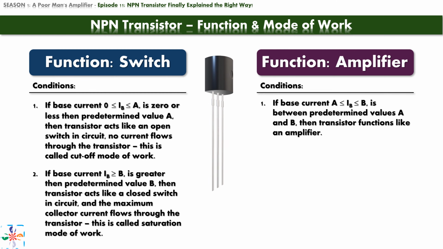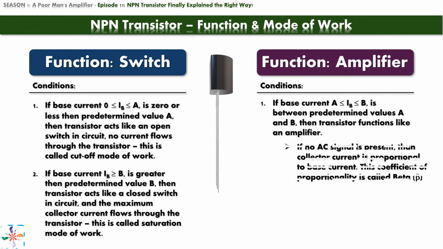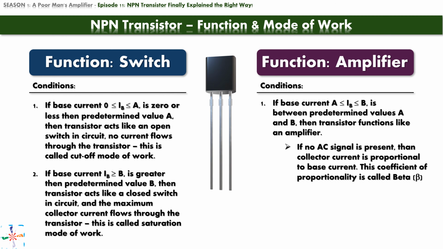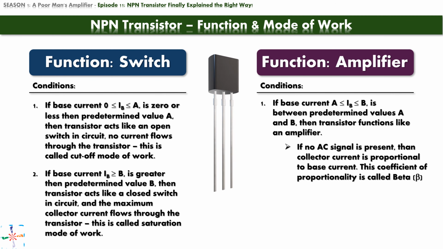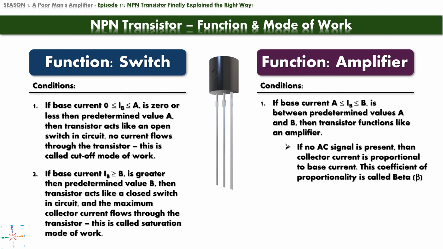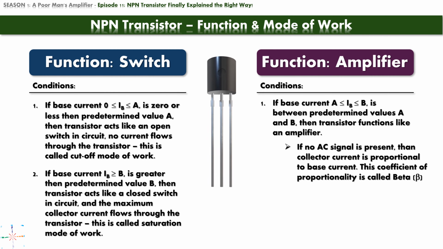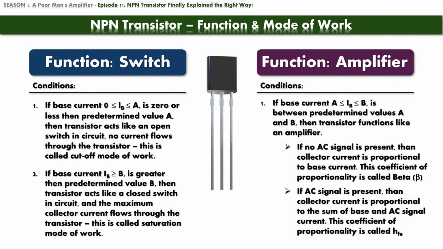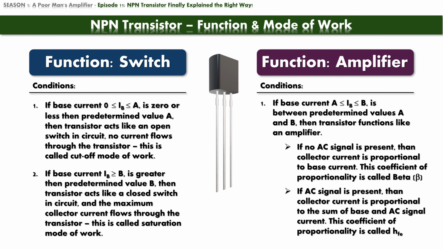In the first scenario, the transistor is in amplification mode, and there is no AC signal present, then the collector current will be proportional to the base current. This coefficient of proportionality is called DC current gain and is marked as beta. In the second scenario, when there is a presence of an AC signal, the collector current will be proportional to the sum of the base current and the AC signal current. In this case, this coefficient of proportionality is called small signal current gain and is marked as hFE.